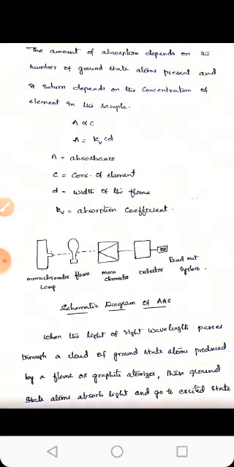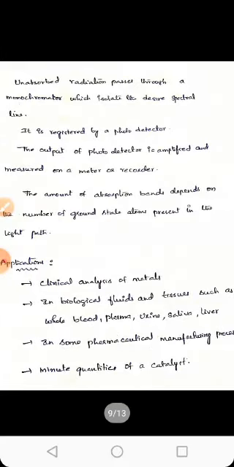When light of the right wavelength passes through a cloud of ground state atoms produced by a flame or graphite atomizer, these ground state atoms absorb light energy and go to the excited state. So we are applying light through a flame or graphite atomizer, and the atoms go to the excited state.